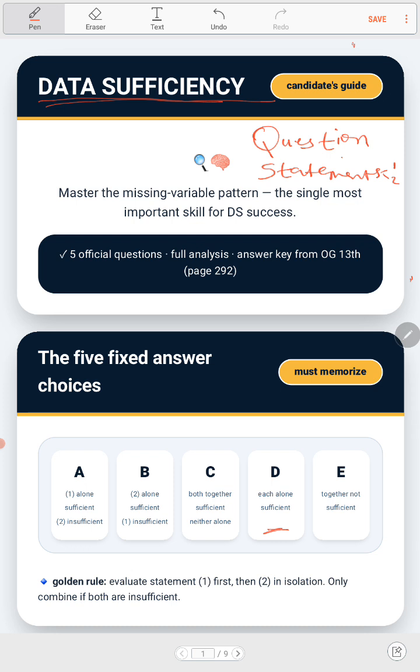If both statements combined together are sufficient, but alone they are not, then C is correct. But if even when combined together they are still not sufficient, then E is correct. It will be helpful to memorize this.